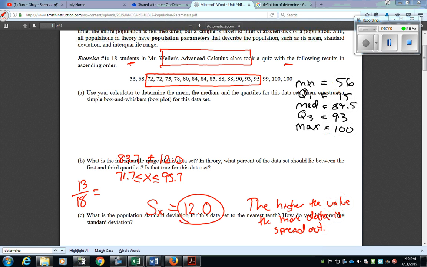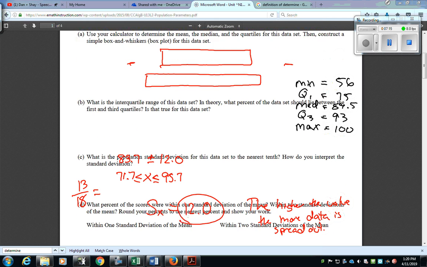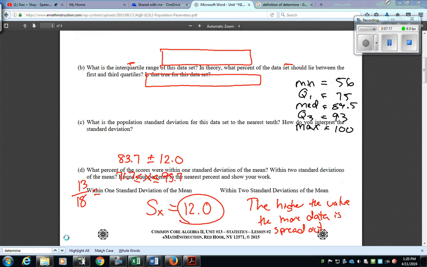And then you can multiply by 100 to get the percent. If you were to do 2 standard deviations, that's going to encompass pretty much almost everyone. So if I move back down to D, 2 standard deviations would be doing 24 away in each direction. So you're doubling that. So we have 83.7 plus or minus 24.0.